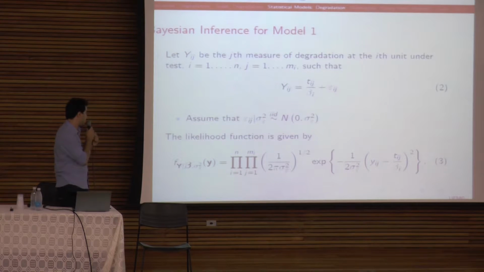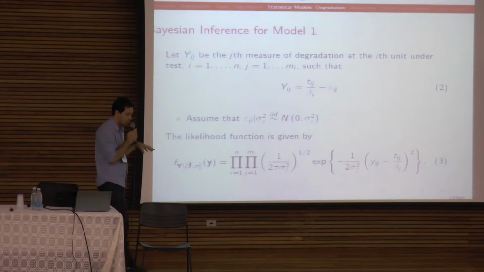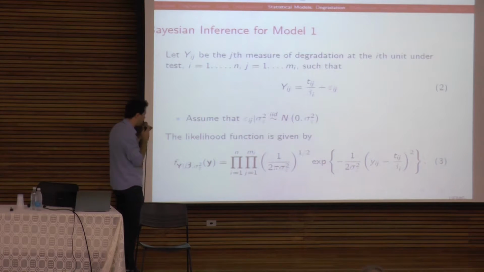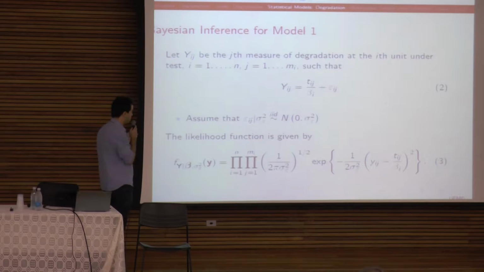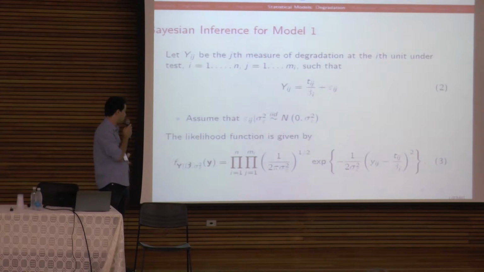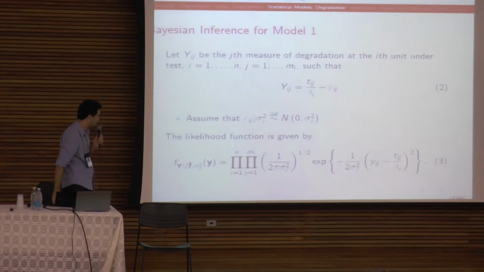So we assume that the measurements between and inside each path are independent, and we assume the errors are independent and identically distributed as a normal distribution with that sigma parameter, and the likelihood function will look like this: a product of normal distributions.